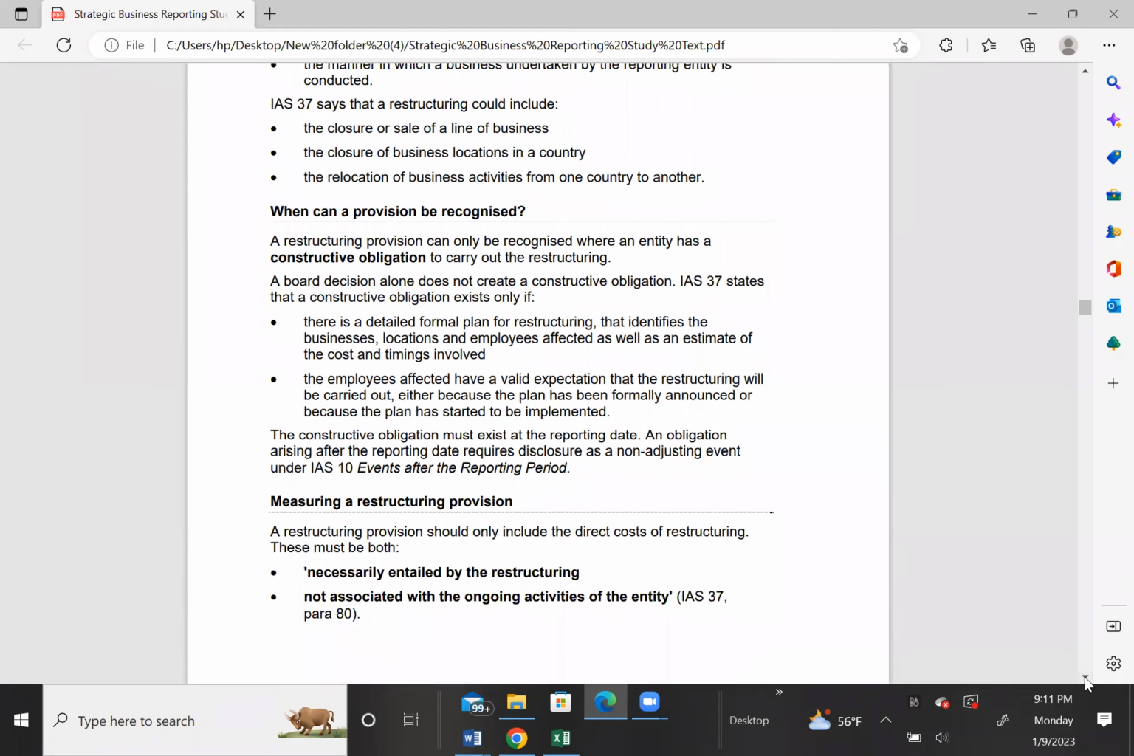Now, when will the provision for restructuring be made? Just remember two conditions. If these two conditions are fulfilled, provision for restructuring will be recognized. Number one, there should be a formal detailed plan relating to restructuring, identifying the business location and the number of employees who are going to be affected. And number two, those employees who are going to be affected have been communicated with, or the plan has started to be implemented before the year end. If these conditions are met, then a provision for restructuring will be made.